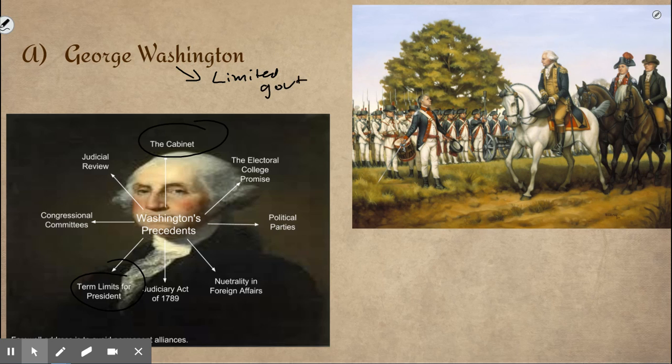But at the same time, he also shows that the Constitution is more effective than the Articles, because when a rebellion broke out in Pennsylvania, known as the Whiskey Rebellion, Washington was able to raise an army and march out to put the rebellion down, showing that this new government could deal with problems more effectively than the Articles could.